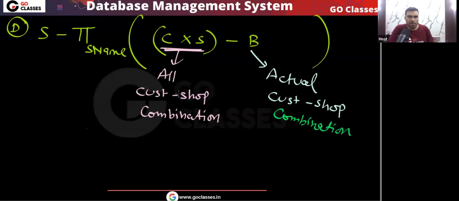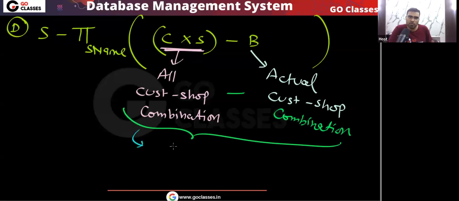Now you tell me, from all the combinations, if you remove the actual combinations, what will you get? You will get the combinations where the customer is not buying from the shop. Yes or no? This will give you combinations like C1 S1, this type of combinations.